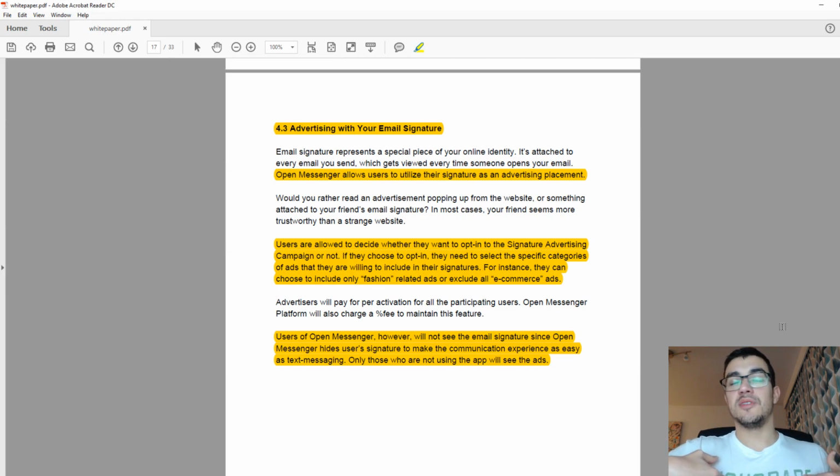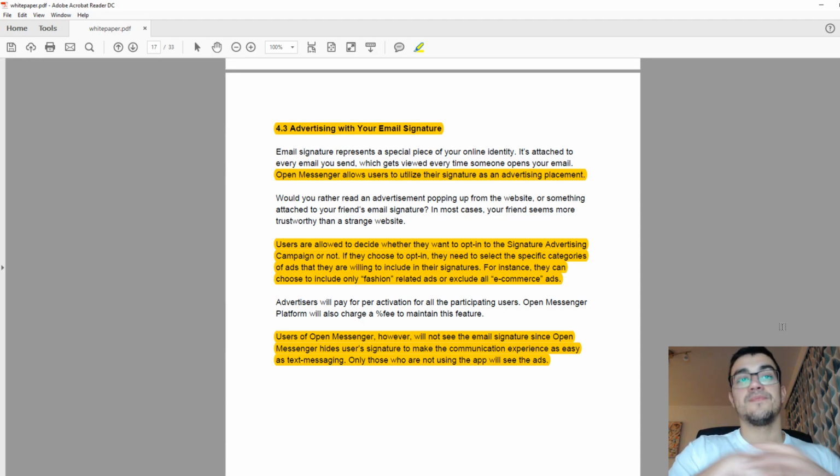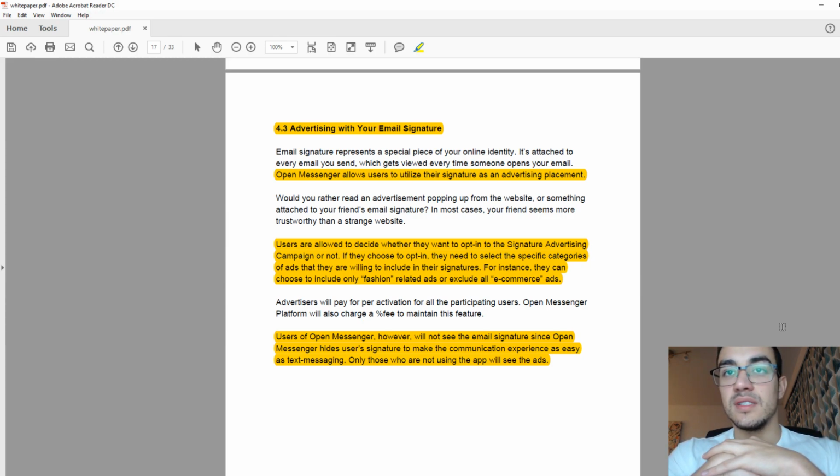This would be the same but with your email signature. So you would have ads displaying at the end of your email under your last words. And people would get paid for this. Users are allowed to decide whether they want to opt in to the signature advertising campaign or not. If they choose to opt in, they need to select the specific categories of ads that they are willing to include in their signatures. For instance, they can choose to include only fashion-related ads or exclude all e-commerce ads.